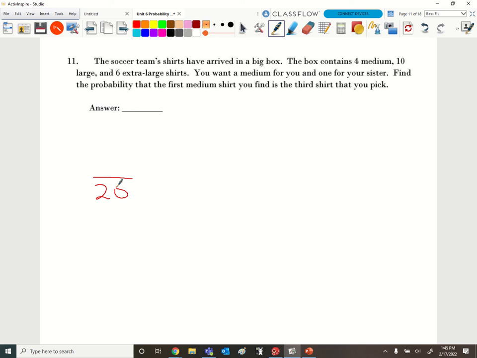Now, on my first pick, I'm reaching in. Am I going to get a medium? No. So how many mediums are there in the first place? 4. Okay, there's 4 mediums in the first place. So that means that the complement, everything else is not medium, isn't it? So what's going to be the complement? 16, right? 16 is going to be the complement because all those are my not mediums. So I go 16 right here.